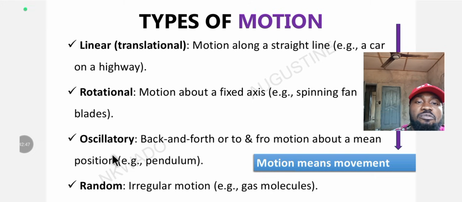And the next type of motion we have here is random motion. And it's also called the irregular motion, like I said. When you say a motion is random motion, it has a zigzag motion, zigzag movement, not straight. For example, gas molecules, you know how gas molecules behave. They are just bombarding everywhere, the container of the gas and all of that. So another example of random motion is when the housefly is flying. The flight of a housefly, that's also a random motion.